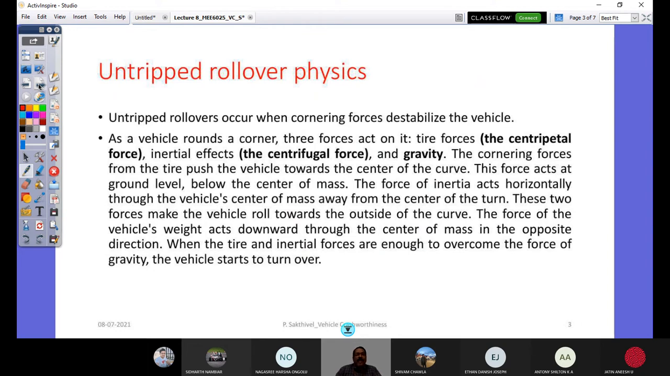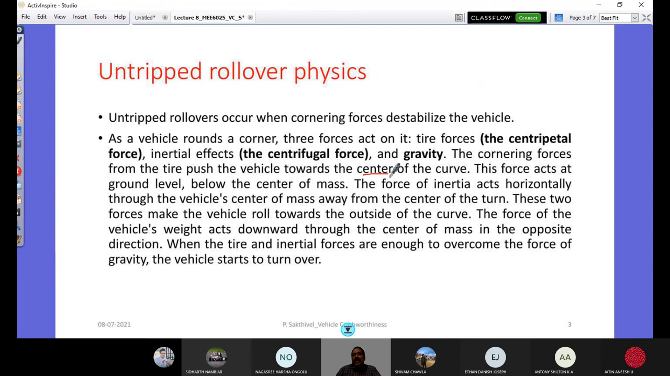So the cornering force from the tire pushes the vehicle towards the center of the curve. This force acts at ground level, below the center of mass. The force of inertia, where is it acting? It is acting at the center of mass, away from the center of the turn. So that forms a couple, and that makes the vehicle roll out of the curve. These two forces make the vehicle roll towards the outside of the curve. The force of the vehicle's weight acts through the center of mass in the opposite direction. So instead of falling on the inside of the tire, it goes to the outside of the outer wheels.